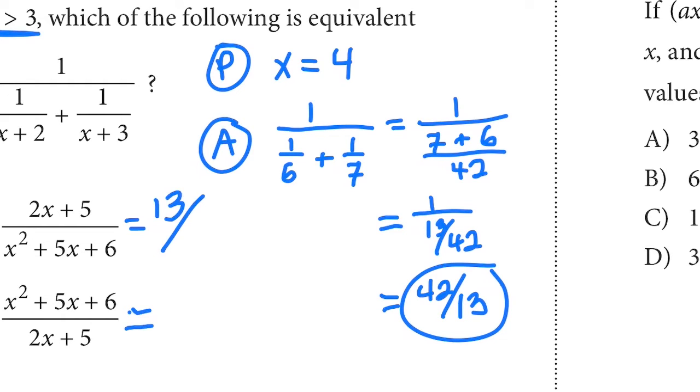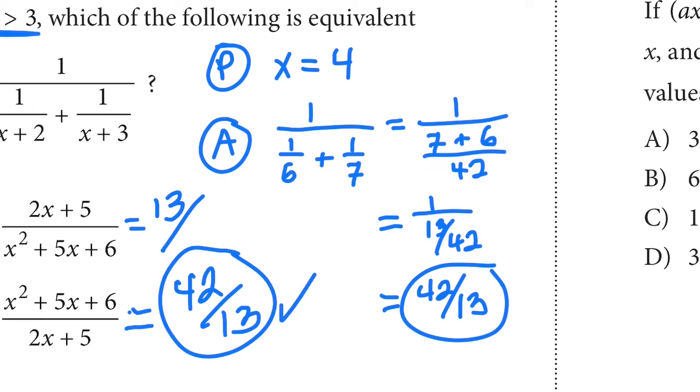But just to illustrate that it does in fact work out, if I do 4 squared, that's 16, plus 5 times 4, which is 20. That's 36 plus 6 is 42. If I plug in a 4 into that bottom expression, 2 times 4 is 8, plus 5 is 13, and it all checks out. So PAM is a great strategy.